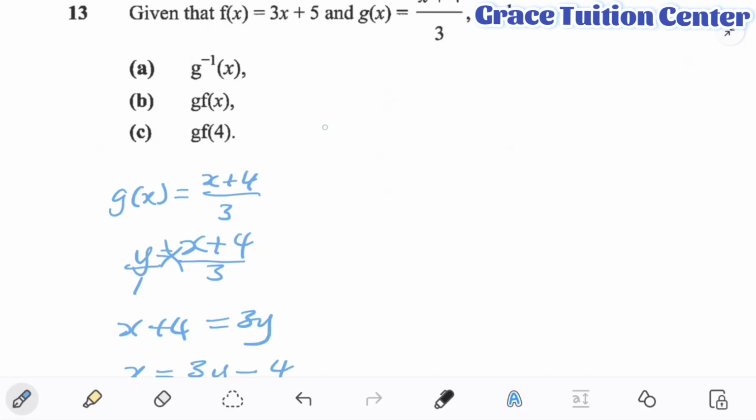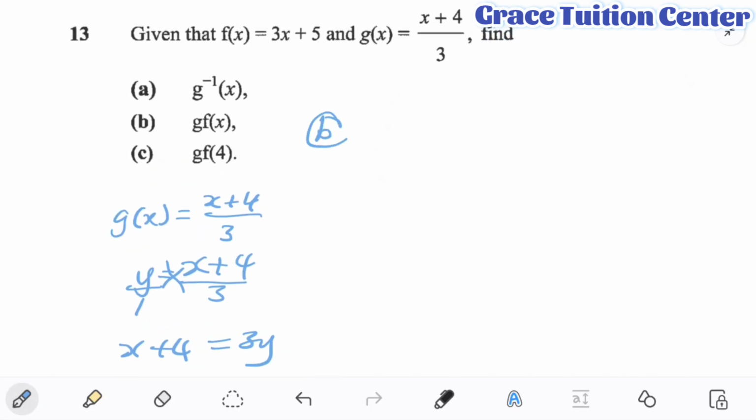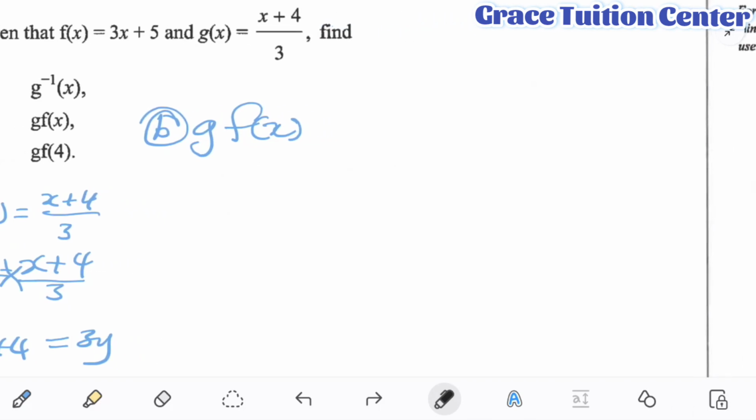The next question is saying find gf of x. So question B here is asking us to find gf of x. So what this means is that there are two functions here. There's the first function and the second function. Pay attention to that. Since this one is the first function, it's the outside one, and this one is the second function, the inside function, we are going to get the second function and put it in the first function. Is that okay?